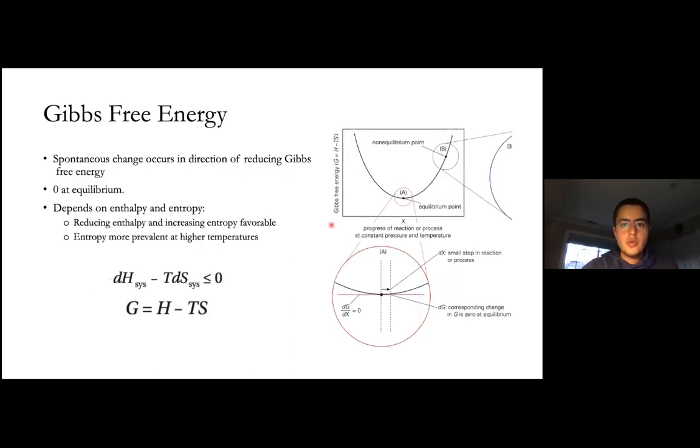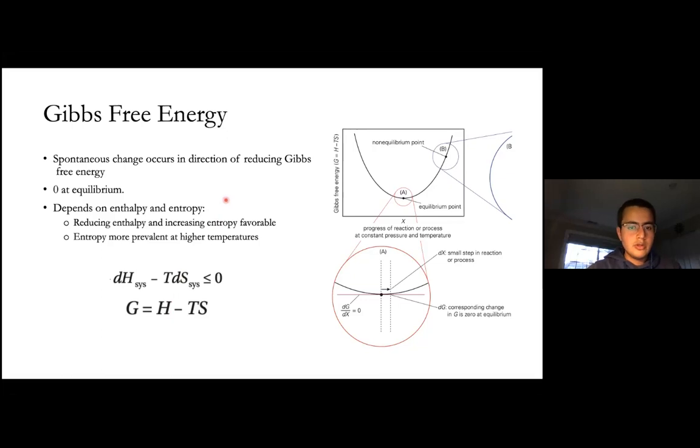So what is this Gibbs free energy? It's showing how spontaneous change occurs in the direction of reducing Gibbs free energy. And just as entropy is maximal when increasing it, Gibbs free energy is minimal when reducing it. So at equilibrium, entropy is max. At equilibrium, Gibbs free energy is 0. And if you look at the equation, it depends on enthalpy and entropy. So reducing enthalpy is favorable, and increasing entropy is favorable.